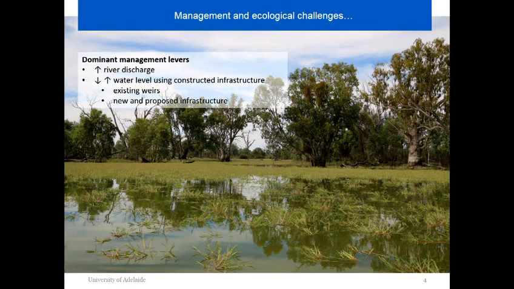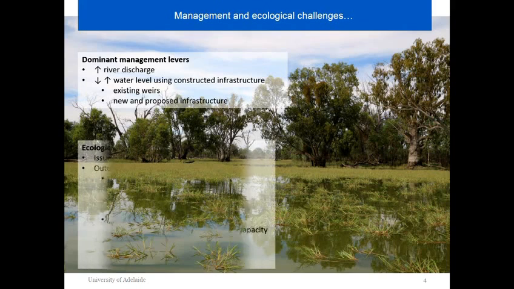increasing river discharge, and manipulating water level using constructed infrastructure. So we've already heard a bit about this today, about using weirs, and a little bit more about using new and proposed infrastructure to manipulate water level, to deliver water to environmental assets to achieve outcomes.